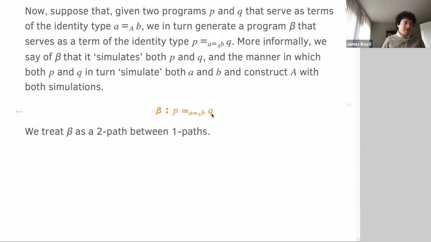So we're progressively moving to non-trivial homotopies based on our construction of new programs that offer higher degrees of simulatability between our other programs.